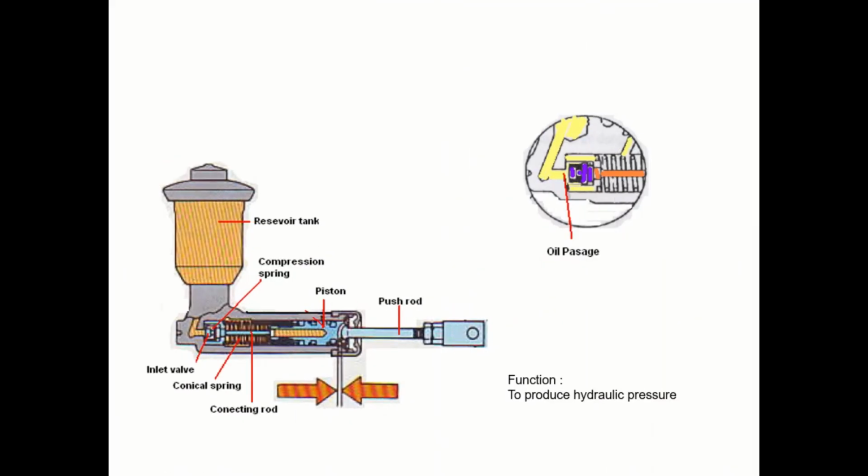Next. Clutch master cylinder. The clutch master cylinder is one of the important components in a hydraulic clutch system that functions to change the mechanical motion of the clutch pedal to the hydraulic pressure of the clutch oil.